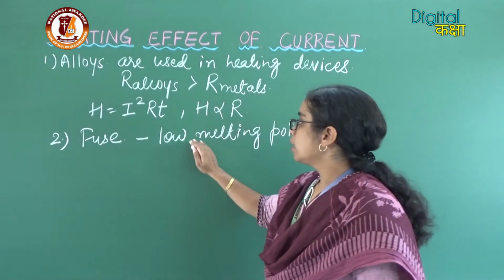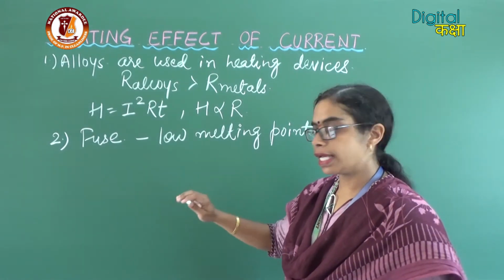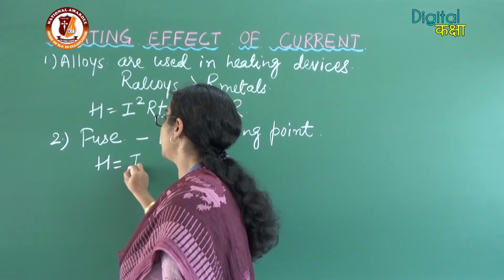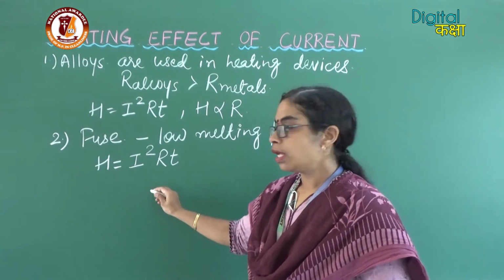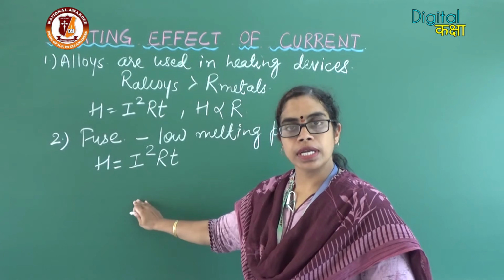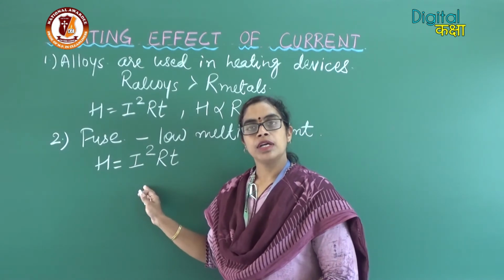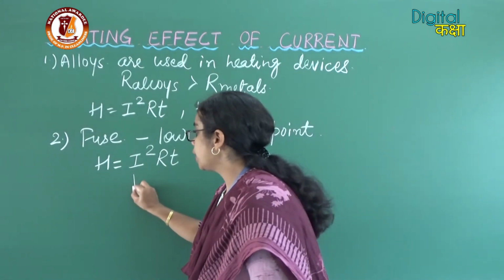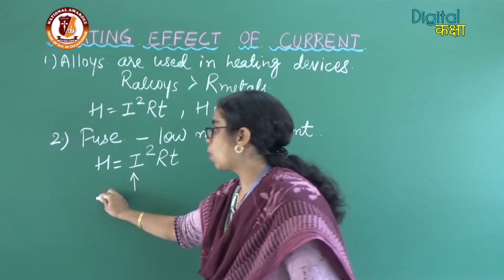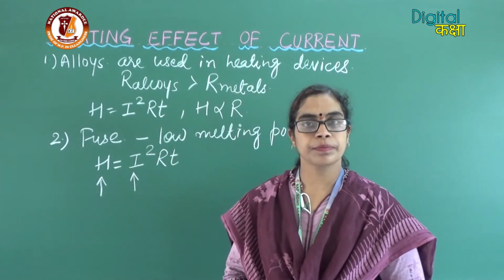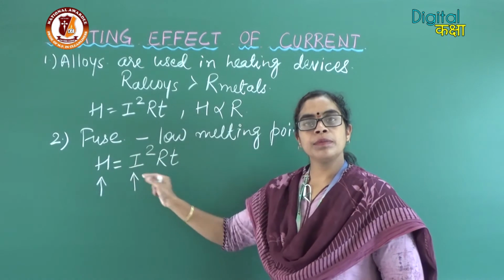So when we are saying that the fuse is made up of a substance with low melting point, in that case, according to the formula of heat energy, that is H is equal to I square RT, when the magnitude of the current is too large in the wire which is carrying the current to the appliances, certainly this value of I increases in the formula, because of which the value of the heat energy is also increased.